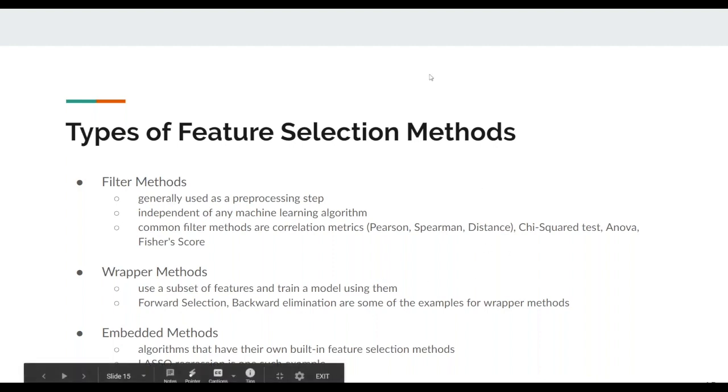So the filter methods are essentially used as a pre-processing step, and the key point here is that they are independent of any machine learning algorithms. In other words, they can be used in any pipeline that goes from data, features, model. Most of the filter methods rely on correlation metrics like Pearson, Spearman, distance, and so forth, T-squared, ANOVA, Fisher score, and so forth. So hopefully all those ring a few bells if you've seen machine learning in papers or in other approaches.